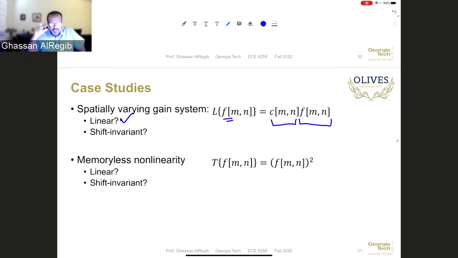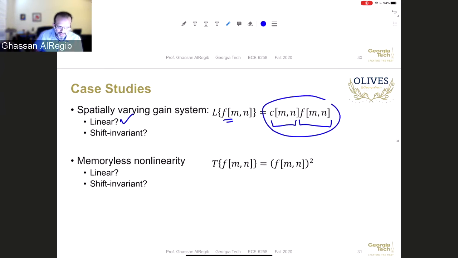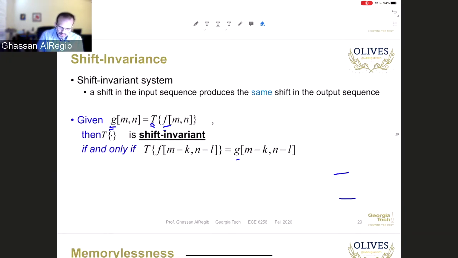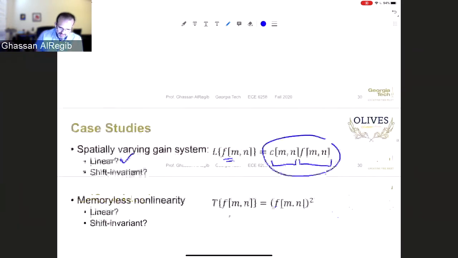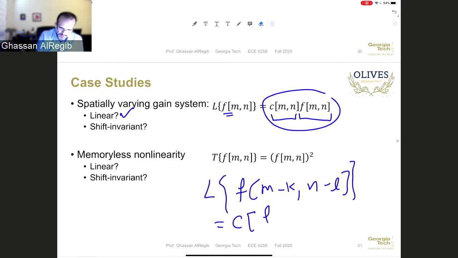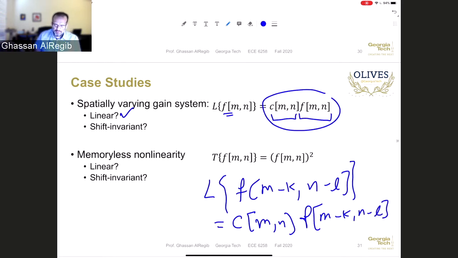What about shift invariance? Is this shift invariant? Remember, this is our operator, C of M and N times F of M and N. Our shift invariance test is this one here. Basically, if I shift the input and operate, I get the same as if I shifted the output. So what is the input? The input is F. If I shift the input, I have the operator over F of M minus K, N minus L. This will be equal to C of M and N times F of M minus K, N minus L. So that's the output if I'm shifting the input.